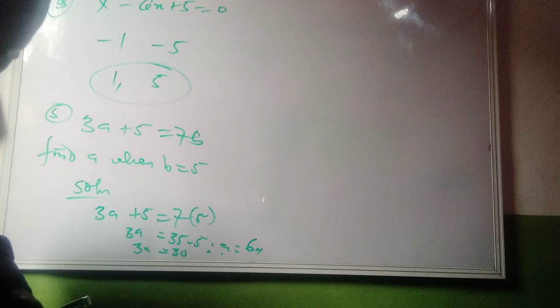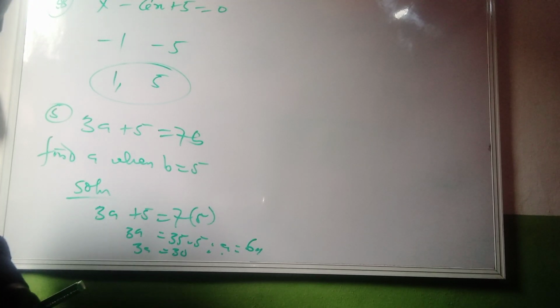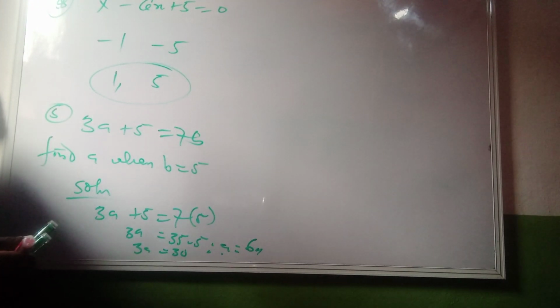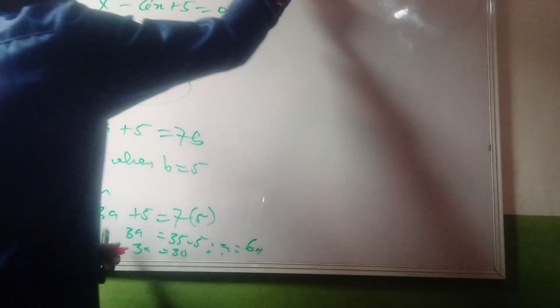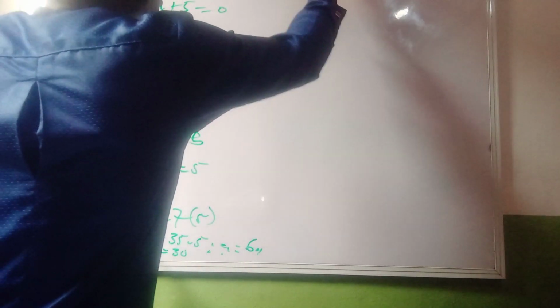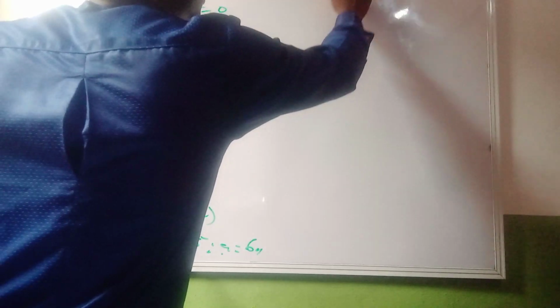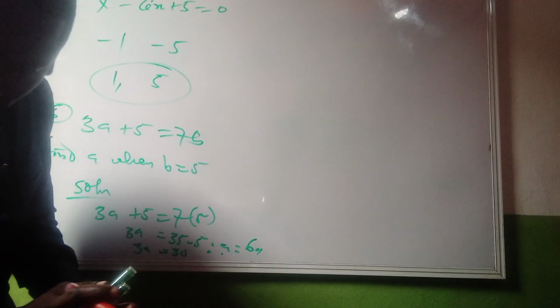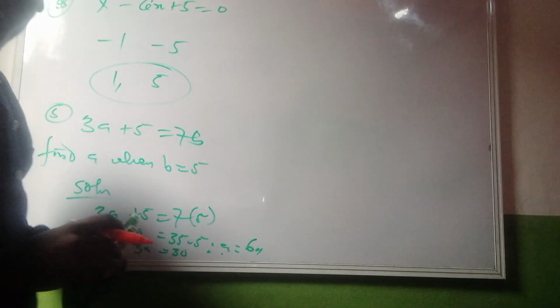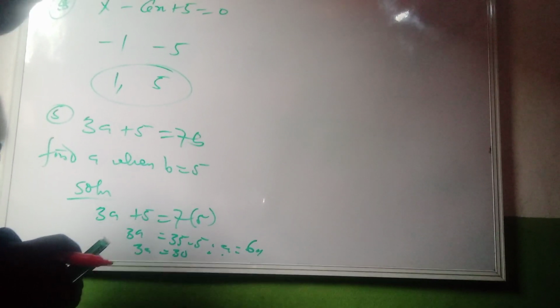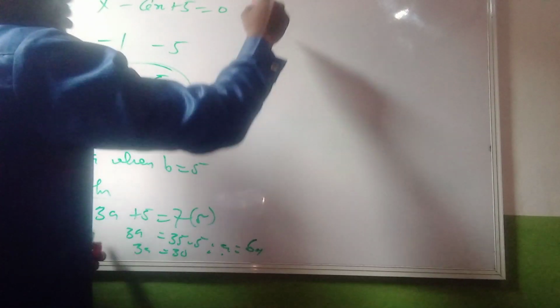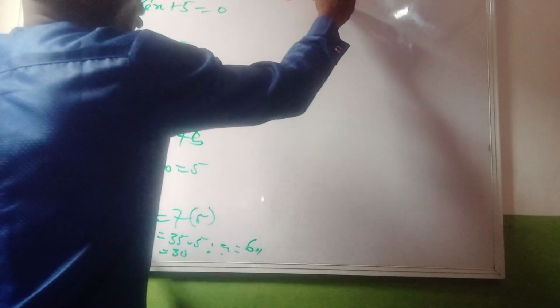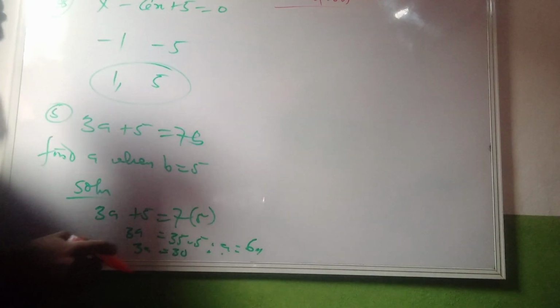Now, number 6, if f of x is equal to 8x minus 3, the same thing we do. If f of x is equal to 8x minus 3, correct? Find the value of f of 9. I've taught us how to go about this, so I'm not going to waste time on any question we have seen before.